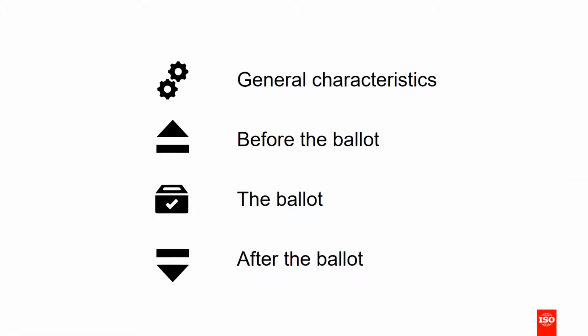To make it easier to remember, we will be using some recognisable symbols on the following slides. The cogs denote general information and characteristics about a particular step. The upwards facing arrow means something that happens before the ballot. The ballot box is for the actual ballot, and the downward facing arrow is something that happens after the ballot or as a result of the ballot.